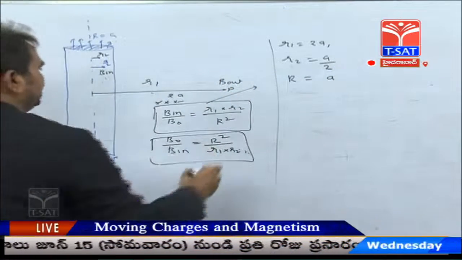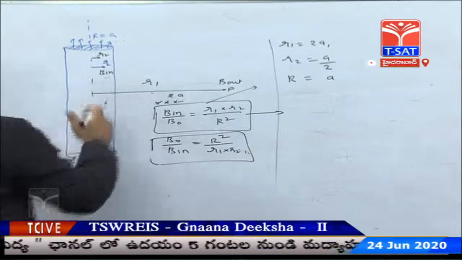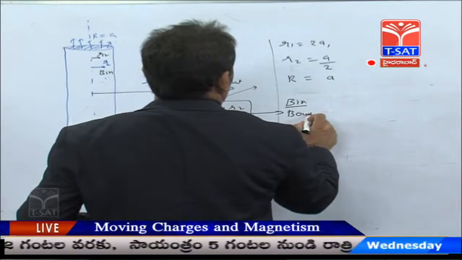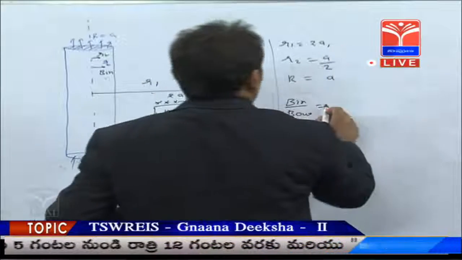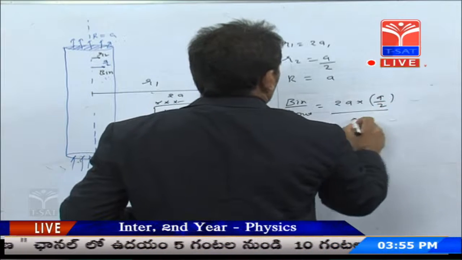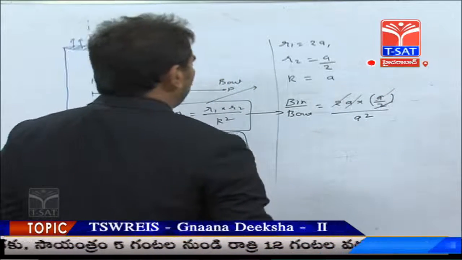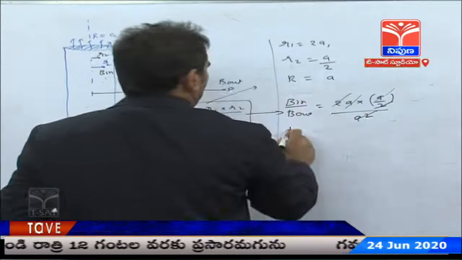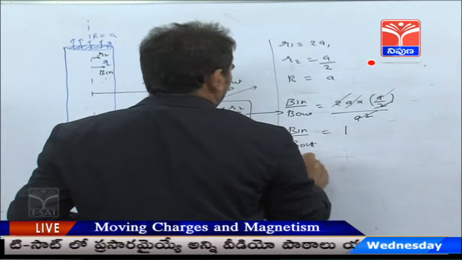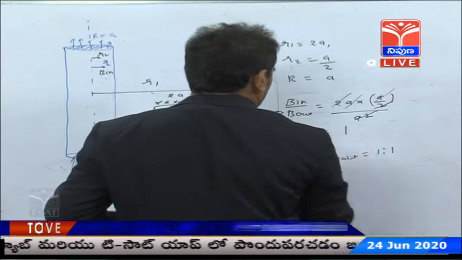Substituting all these values in this equation, we will get the ratio of the magnetic field inductions B in and B out. Therefore, B in upon B out is equal to R1 into R2. R1 means 2A, into R2 means A by 2, and R square means A square. The 2 gets cancelled, A into A and A square also get cancelled. B in upon B out is equal to 1. So B in to B out is 1:1.